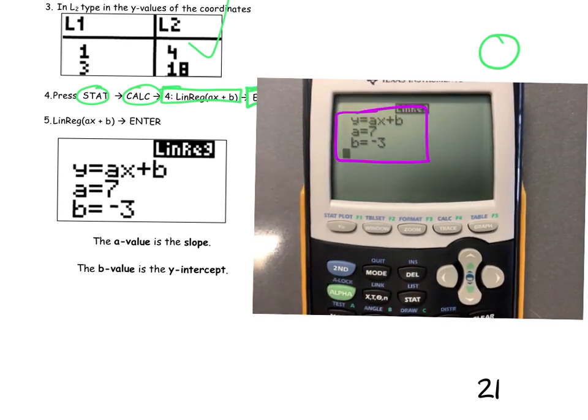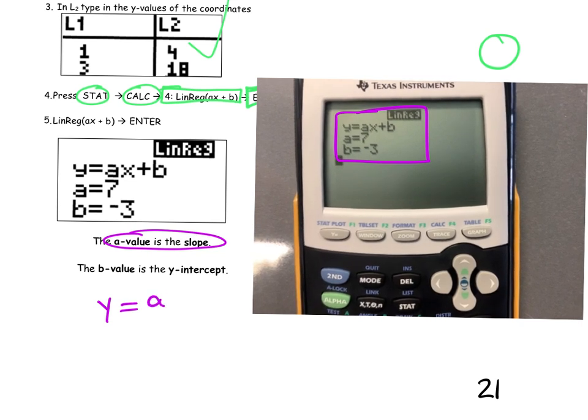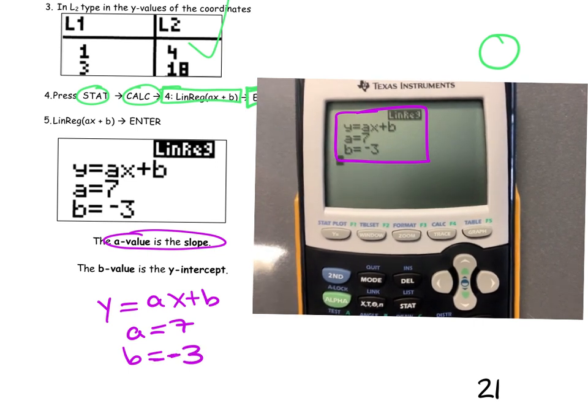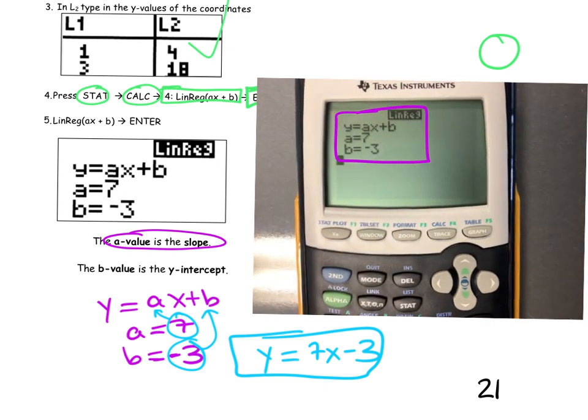Remember I told you the calculator uses A for the slope. This is really the same thing as Y equals mx plus b. It's the same thing. So I'm going to write down this information. Write down everything you see. I have A equals 7, B equals -3. And I'm just going to substitute in like we have been. Here's A, here's B. My equation of the line is Y equals 7x minus 3.